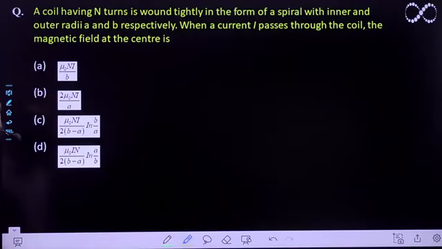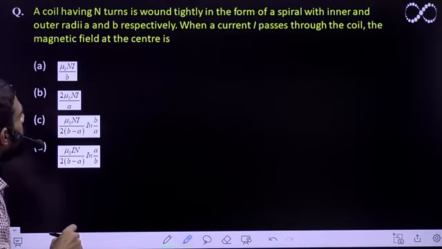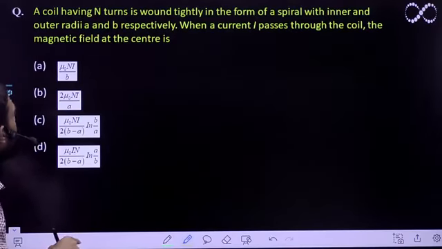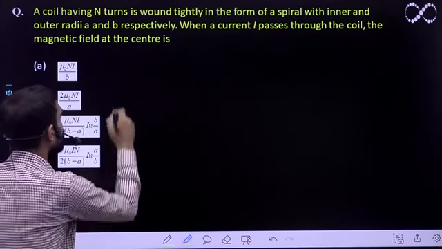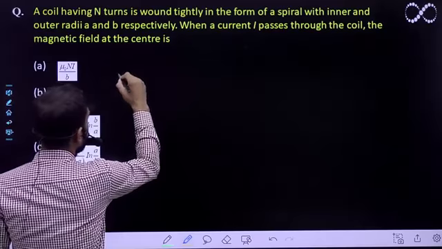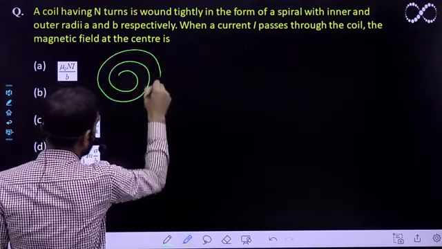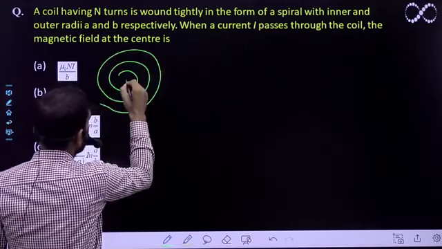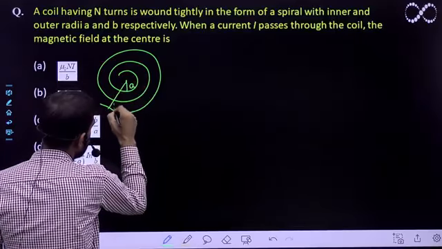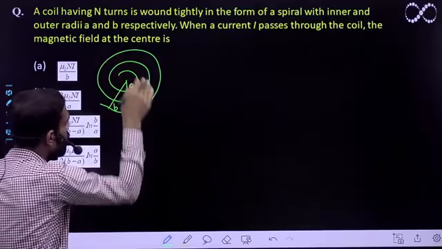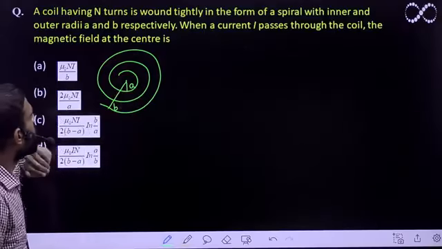Look, in this question, a coil having n turns wound tightly in the form of a spiral of inner radius a and outer radius b. So first let us make the diagram. Okay, so we can make the diagram here. It is like this. The inner radius is a here and the outer radius is b, and the spiral is tightly wound and the total number of turns is given as n.